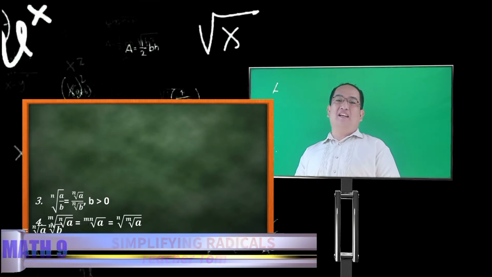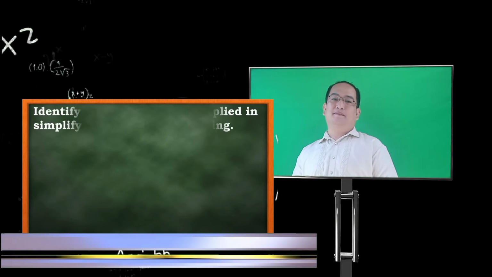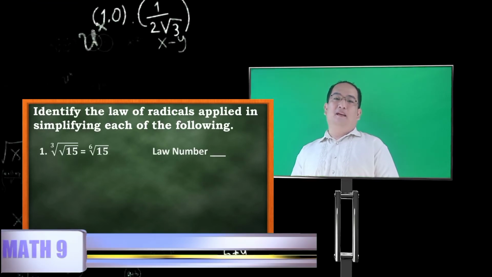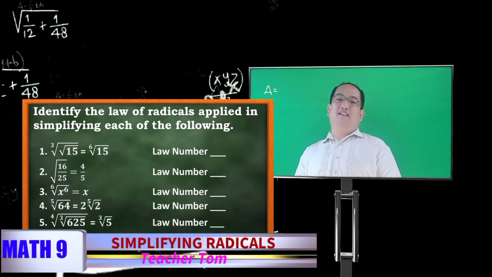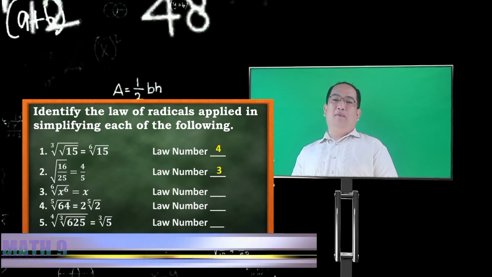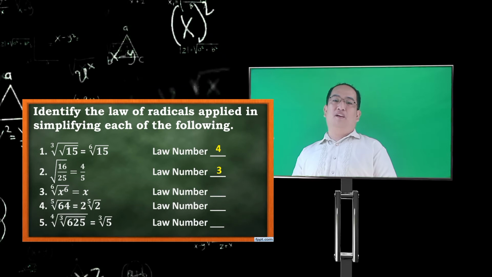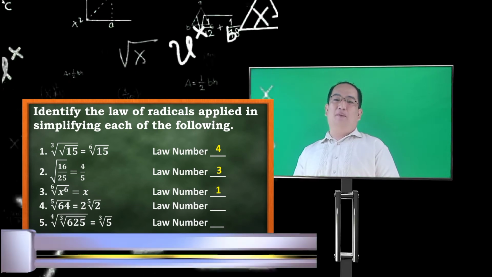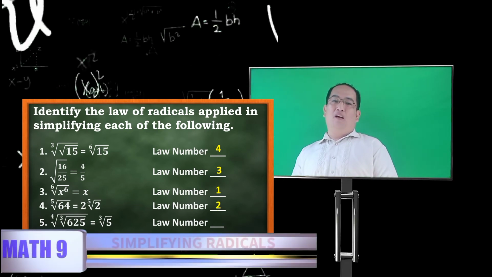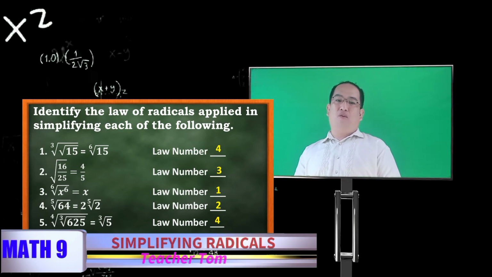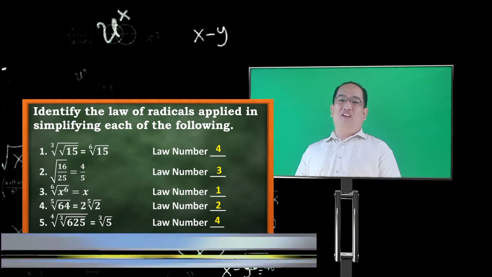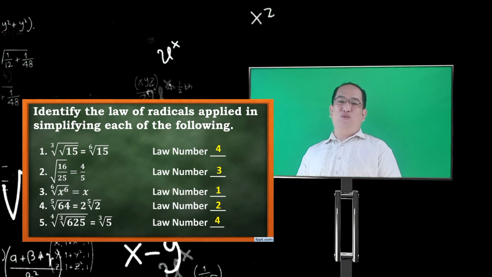Identify the laws of radicals applied in simplifying each of the following. Time is up! These are the answers. Number 1, law number 4. Number 2, law number 3. Number 3, law number 1. Number 4, law number 2. And number 5, law number 4. Did you get all the correct answers? Very good!